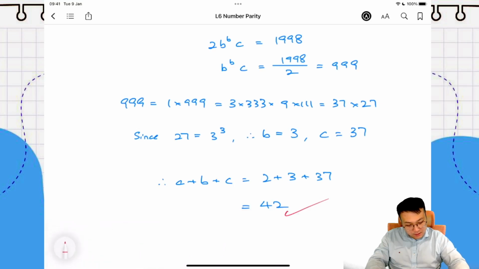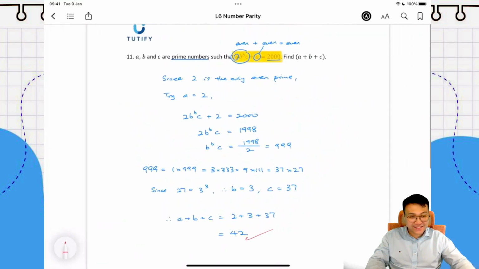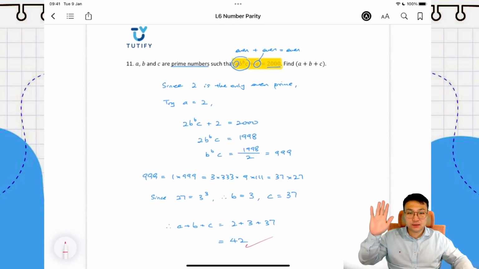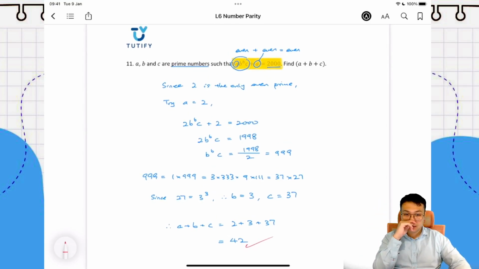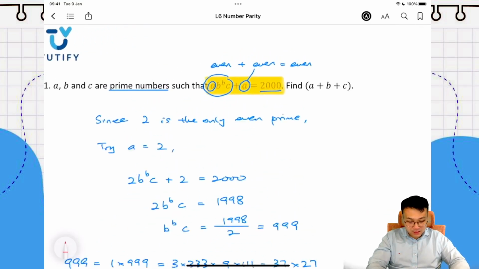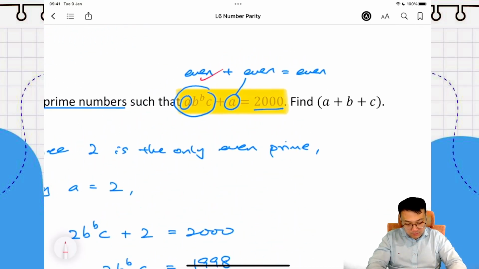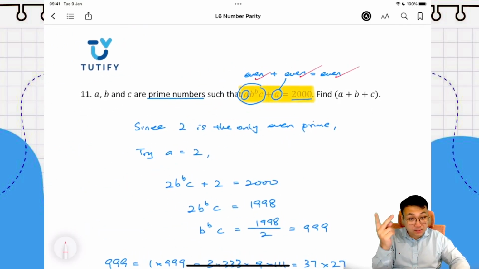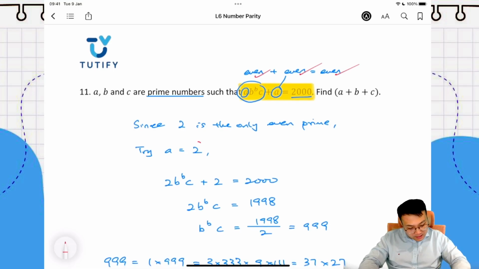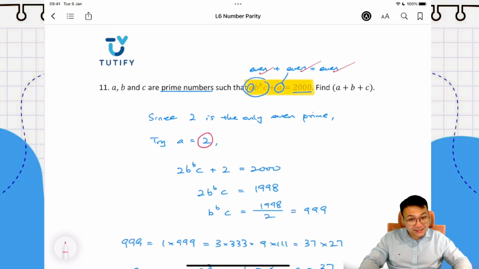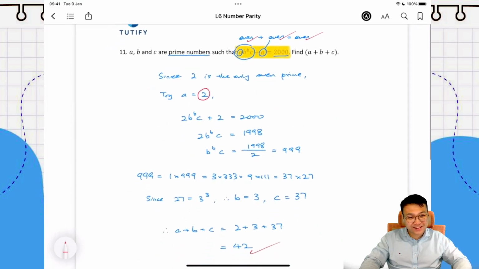Any questions, Peter? No. Okay, thank you, Peter. What about the rest of you? Anyone have questions? Raise your hand. Okay, so it's very logical, students. This topic is very logical. Ask yourself, even plus even equals even. Number 2 is the only prime number that's even. So you let A equal 2. Makes sense. And you slowly work your way down, right?